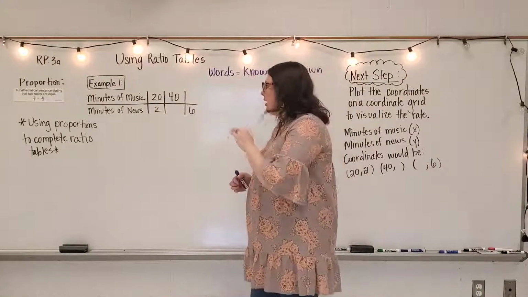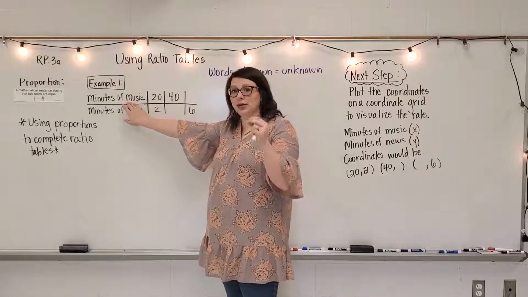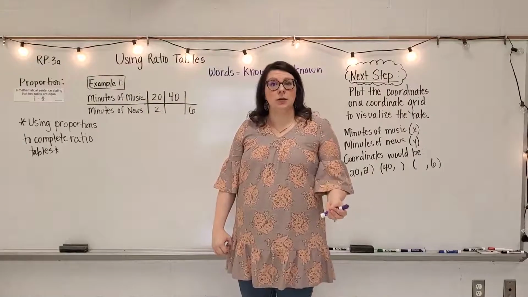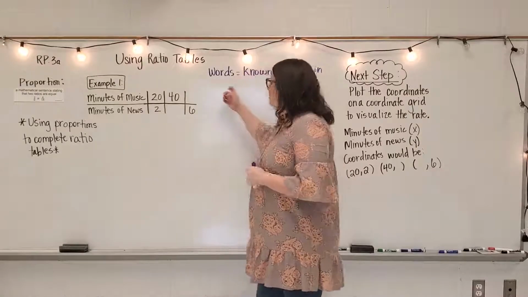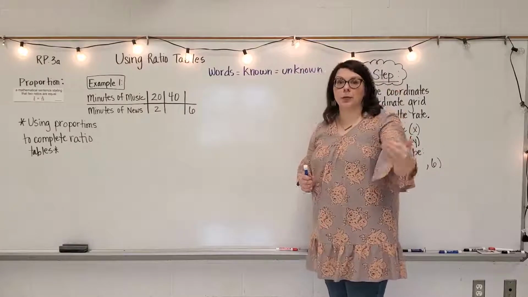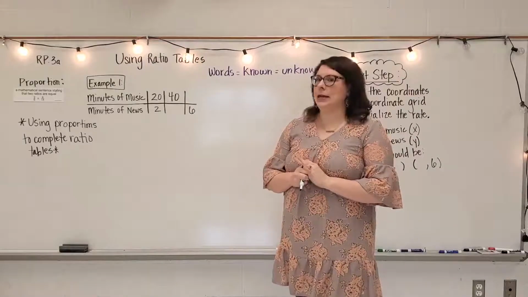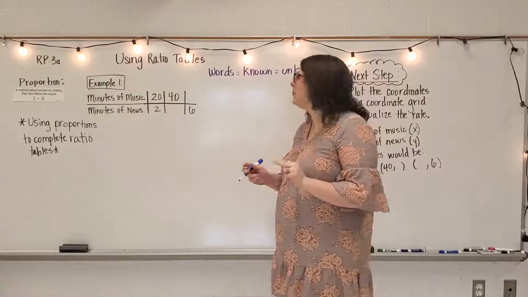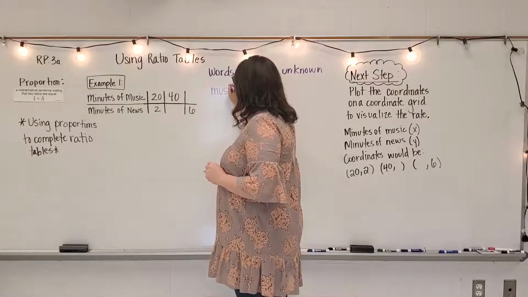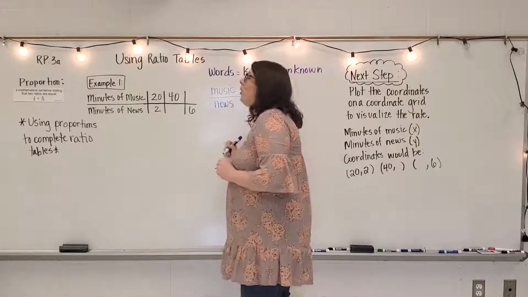As we get started, what we are given is we are comparing the minutes of music listened to compared to the minutes that we listen to the news, okay? If you'll remember from our previous video about proportions, the way that we're always going to set up a proportion is we're going to start with our words, because the order is so critical in anything that we do with ratios and proportions. So we're going to start with our words, and we're going to compare the music to the news. Now we're going to look at what we are given.